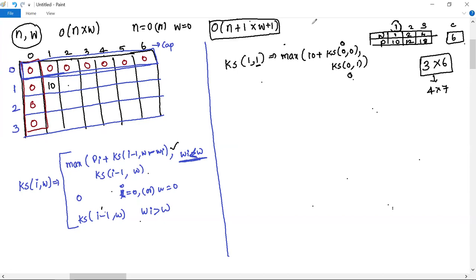The current capacity of the knapsack is 1. If you include that object, I will get the profit as 10. If you don't include that object, I will get the profit as 0. The maximum of these is what? 10. That is the reason 10 is coming here.